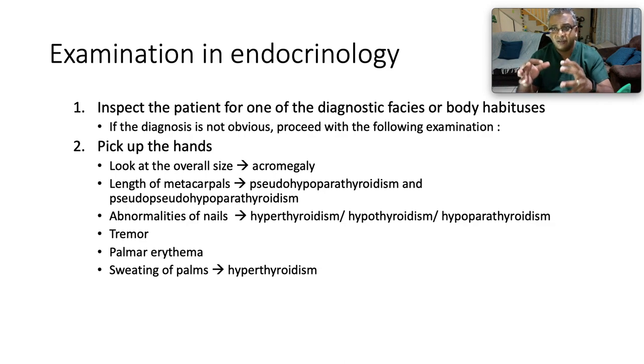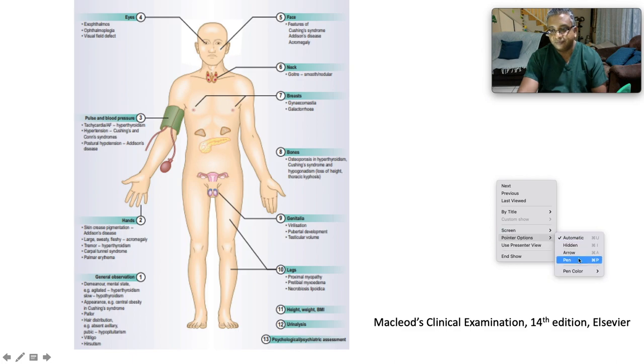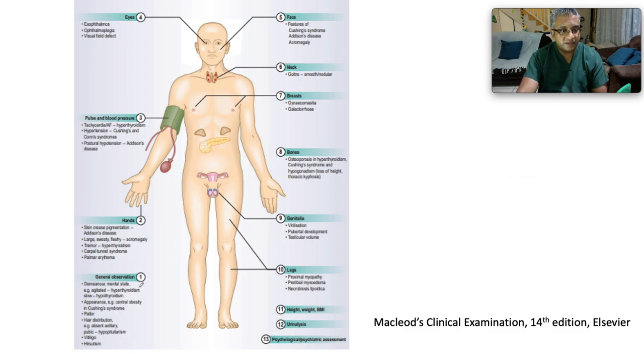Check for the tremor, which happens, right? The differential, of course, is hyperthyroidism or anxiety neurosis, right? Palmar erythema, sweating of the palms, speaking to hyperthyroidism. So this is the bird's eye view of the endocrine features, generally, that we can try and elicit. Okay, so we're just going to cover this in good order. So general observation, demeanor, mental status. If the patient is agitated, that may point or speak to hyperthyroidism. If the patient just has a slow mentation, speaks to hypothyroidism.